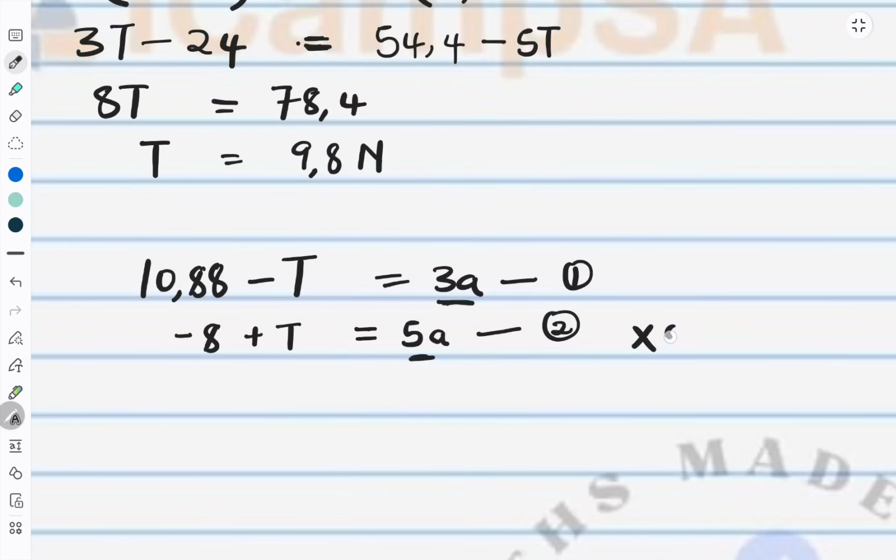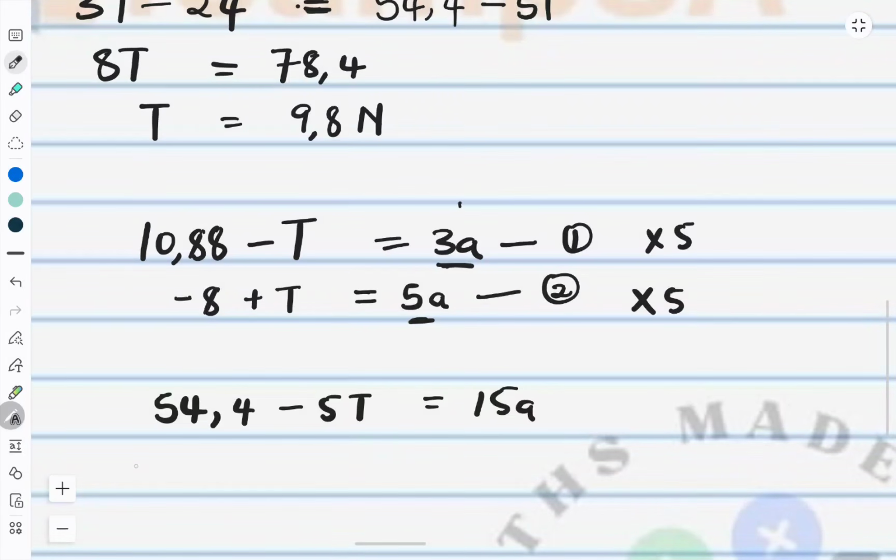So I know that if I multiply here by 5 and here by 5, I'll get 15, 15. But you're not only multiplying one side, you're multiplying the whole equation. So you'll have 54, was it 54.4 minus 5T is equals to 15A, right? And then you'll have minus 40. I think this will be plus 5T, right?